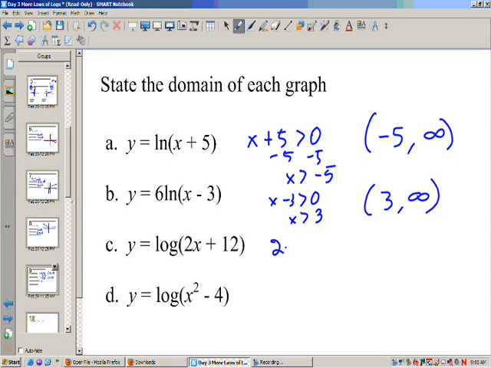2x plus 12 is greater than 0. Subtract 12 on both sides. Divide by 2. X is greater than -6. So this goes from -6 to infinity.